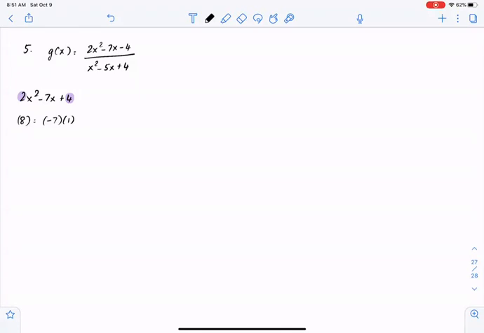Or that can be negative 7 plus 1, which would give me negative 6. Negative 7 minus 1 would give me negative 8. But what we have is positive 8. So the other possibility would be negative 7 times negative 1. That will give us a positive, bad mistake there.